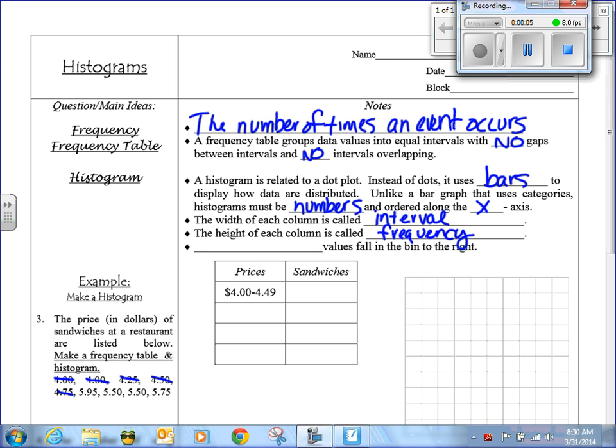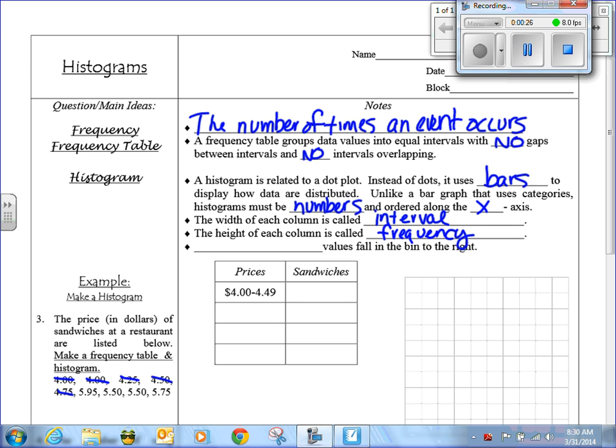All right, today we're going to talk about histograms. Probably in 6th grade you did circle graphs. You probably did line plots. And so now what we're really responsible for here in 7th grade are histograms and frequency tables. So that's what we really want to look at today.